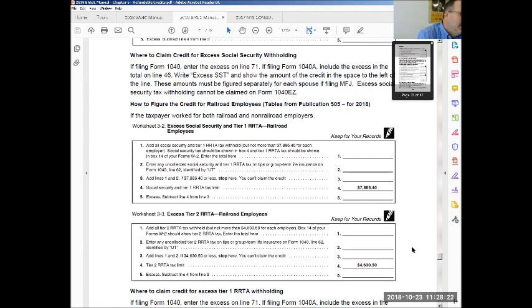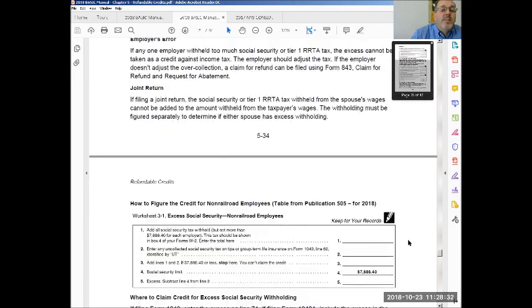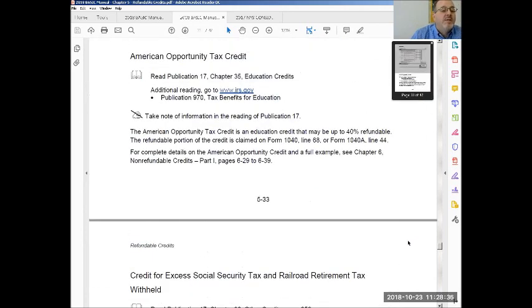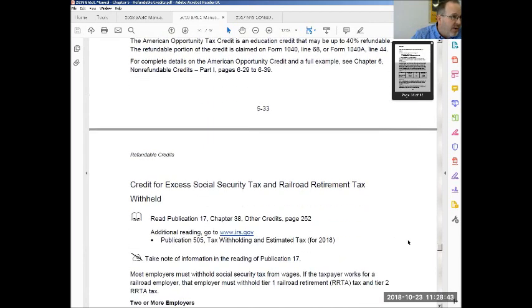Lifetime learning, that one we'll talk about. That is non-refundable. Lifetime learning doesn't have a refundable portion. Okay. So if you note, like I said, at the bottom of 533, they kind of just gave us a quick little snippet of the American Opportunity Credit, because most of what we're going to talk about is going to be when we do the refundable credits.